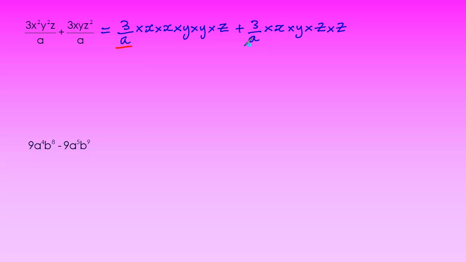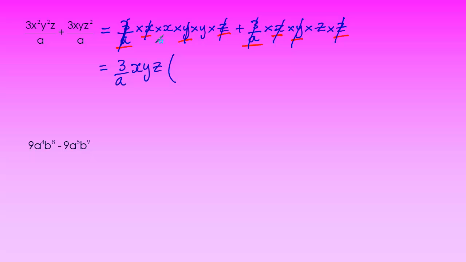Well, 3/a is in both. We have an x in both. We have a y in both. And we have a z in both. So 3/a, x, y, z can be brought in front of a bracket. And let's see, if we just cross everything out that's the same, what we have left.